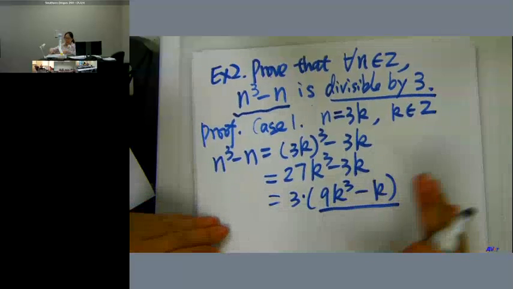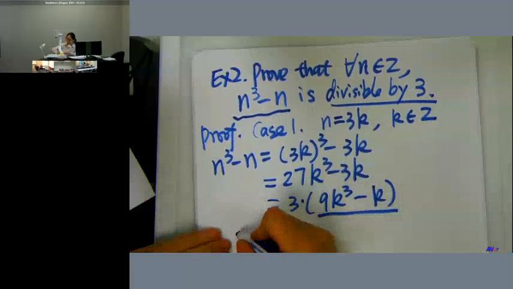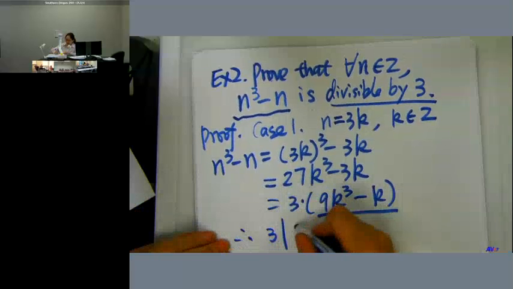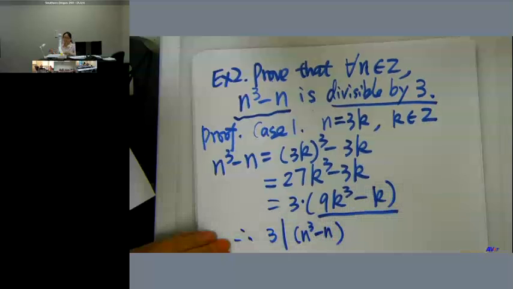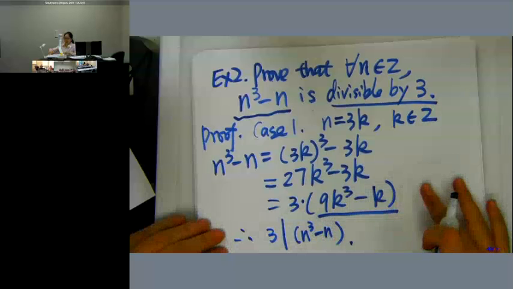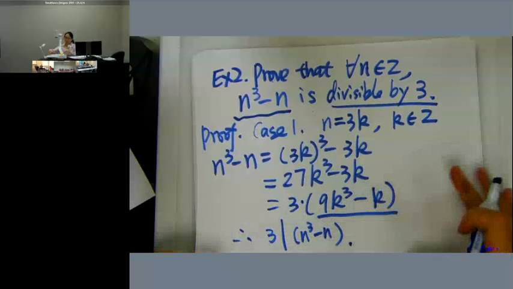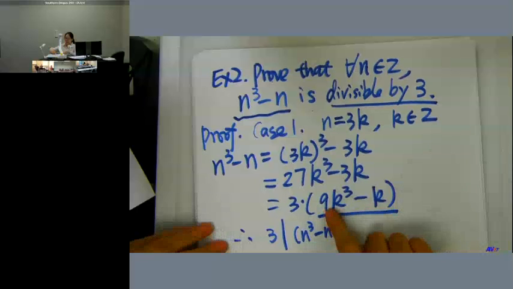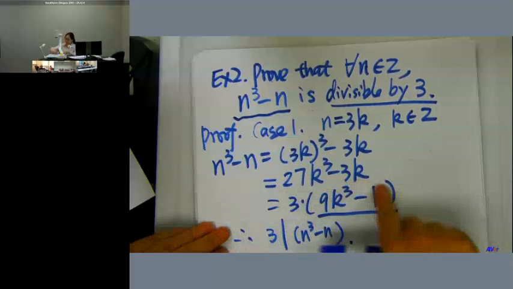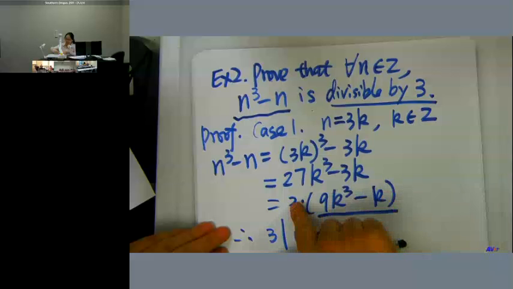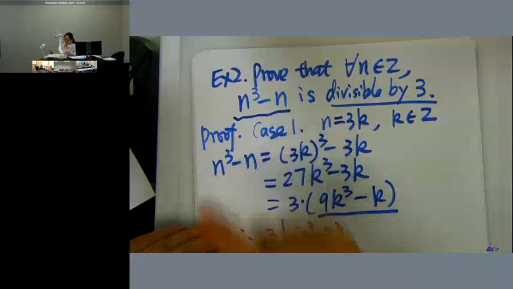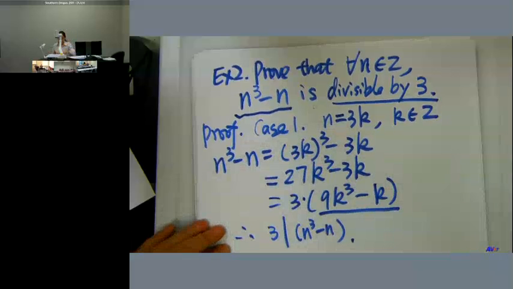I'm going to use the symbols to save some writing. Therefore, 3 divides n cubed minus n. So I think at this point, everyone understands why this is true. Probably you can save some writing instead of saying the reason why this is a multiple of 3 is because k is an integer, that makes this an integer. If this is an integer times 3, it means 3 goes in there. Okay, so that's the first case.